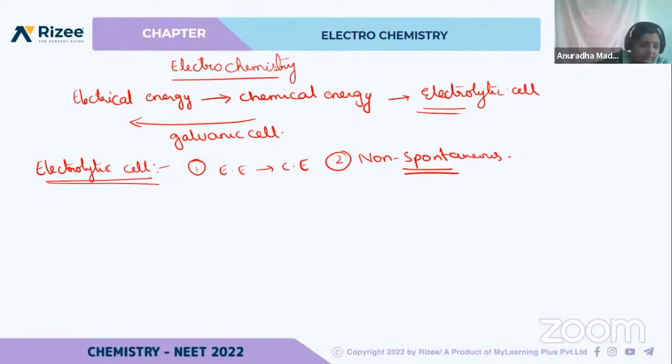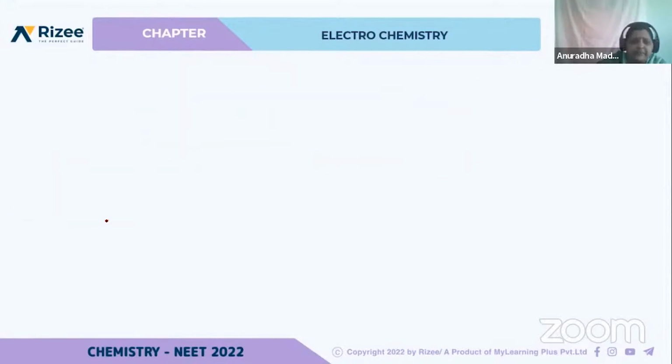And one more thing, Gibbs free energy is always positive in this case. What is Gibbs free energy? Useful energy, or the energy which is maintained by the system, is always positive in the electrolytic cell. So let's see the construction of the electrolytic cell.